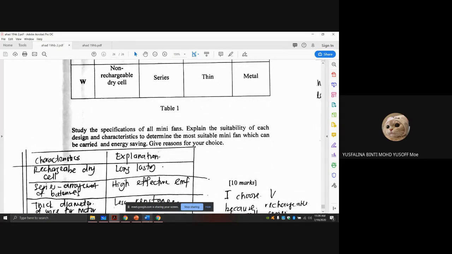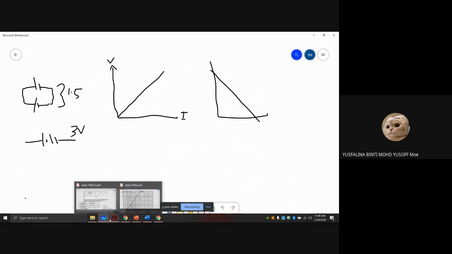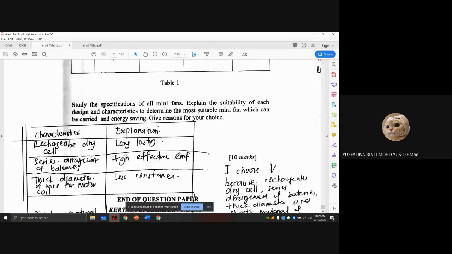So if you arrange the battery in a parallel circuit like this, the amount of the EMF that you will get is still 1.5. But if you arrange in series like this, the amount of the EMF that we get is 3 volts. So that's why we use arrangement in series, so high effective EMF.